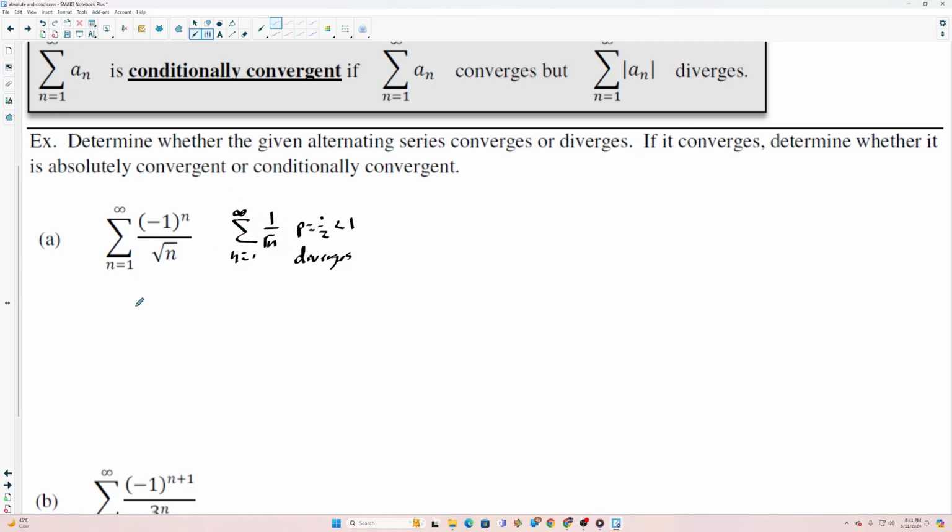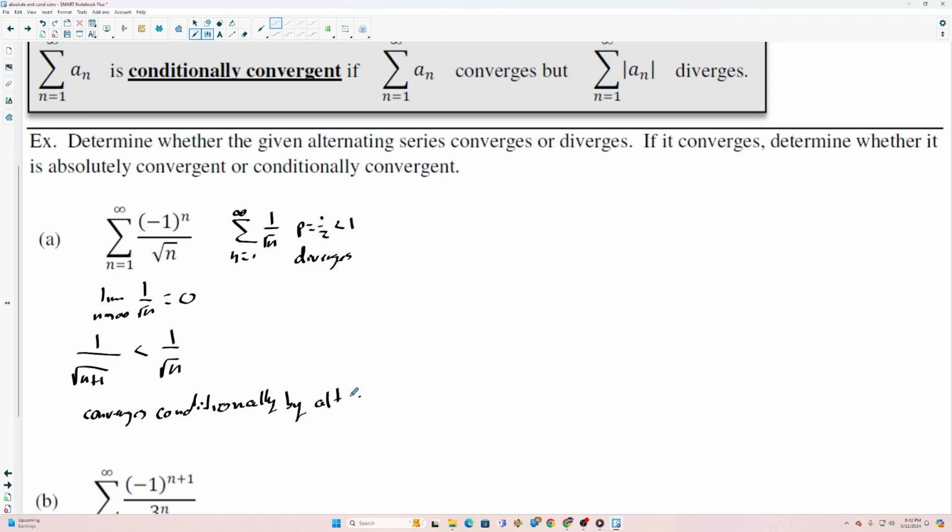But now we can go back and use the alternating series test to see if it converges conditionally. So we have the limit as n approaches infinity of 1 over the square root of n is equal to 0. So it passes the nth term test. And 1 over square root of n plus 1 is less than 1 over square root of n. So we can say converges conditionally by alternating series test.